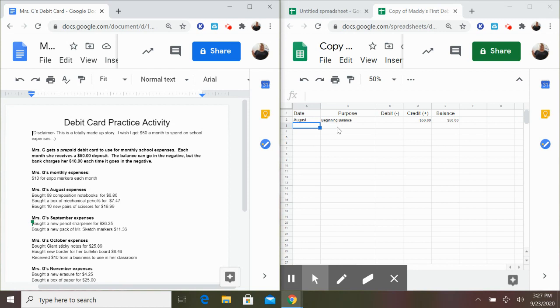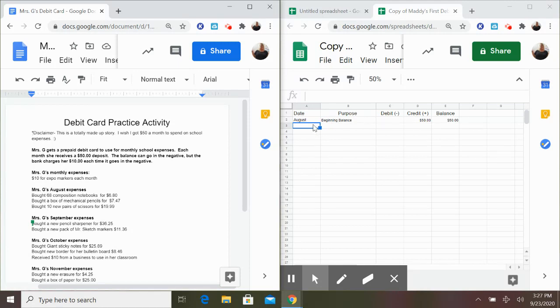And I want you to notice over here that the purpose is the beginning balance, and I have debits as negative numbers and credits as positive numbers, and then the balance is what's left. So this is August, so I put my $50 in there for the beginning of August, and my balance as of right now is $50.